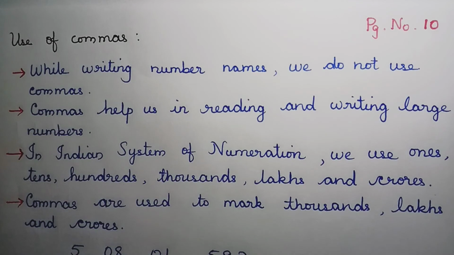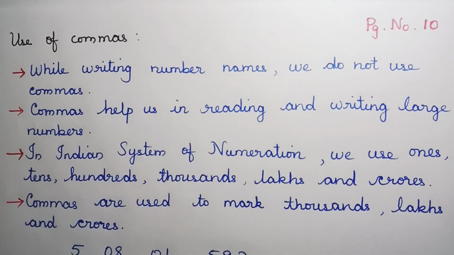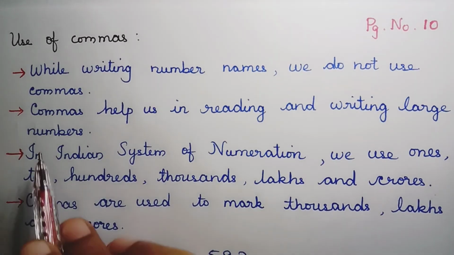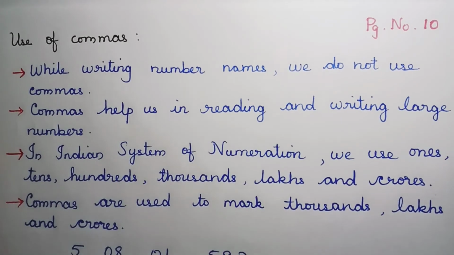While writing number names, we don't use commas, right? When you are mentioning it in the name, that is 5 crores 81,592, if you are representing it in that way, you need not write any commas. That you all know. Commas help us in reading and writing large numbers, of course. When you use a comma, it will be easy for you to read a number.